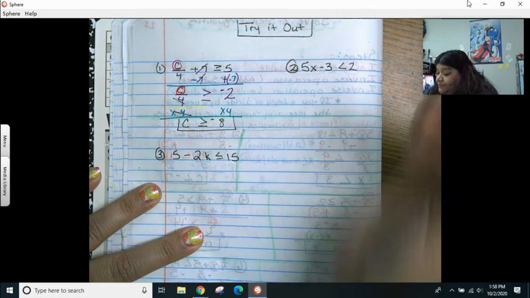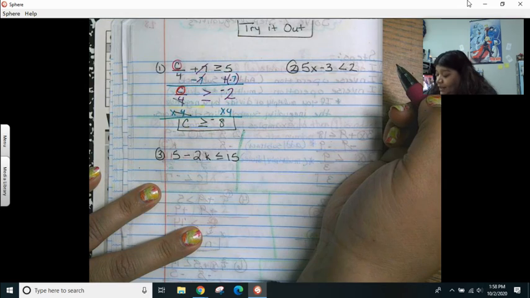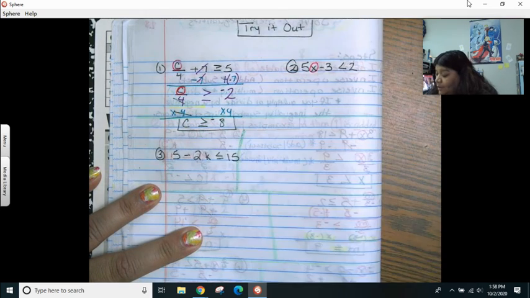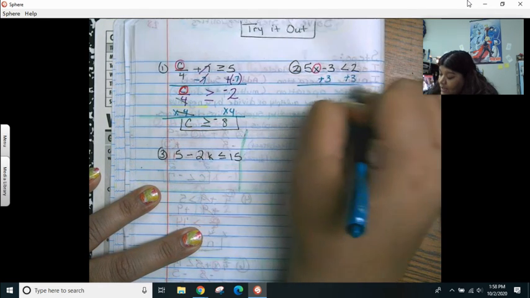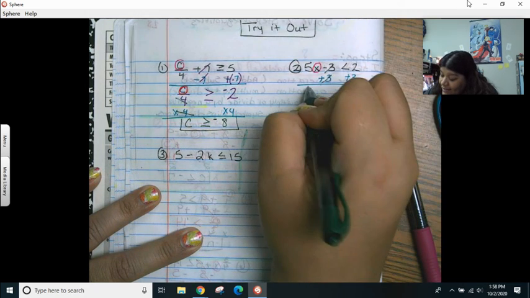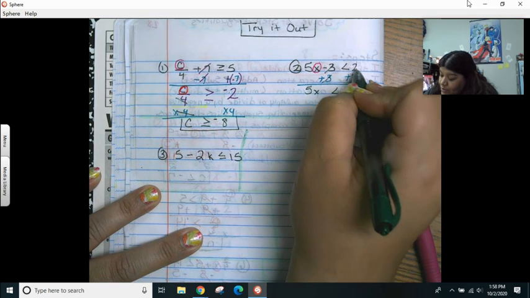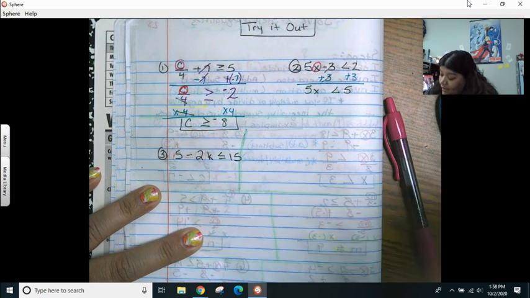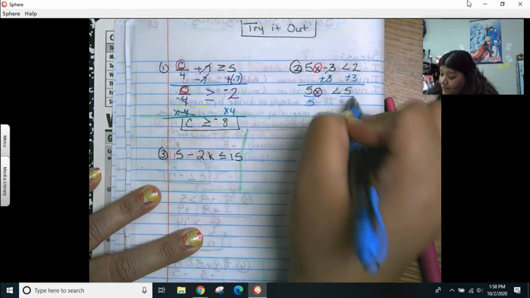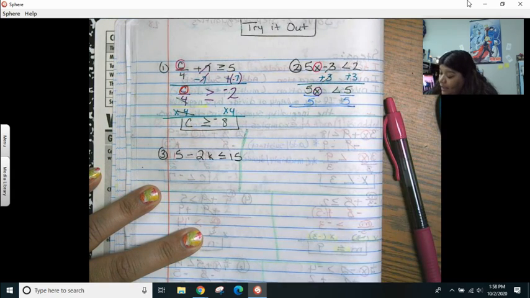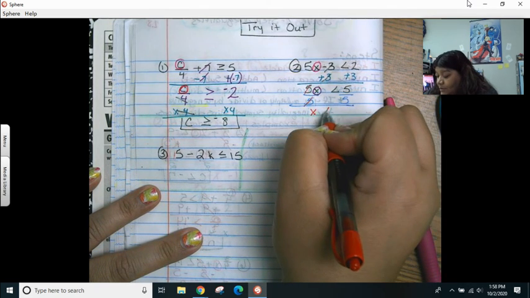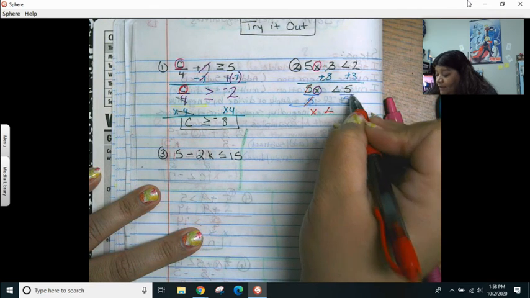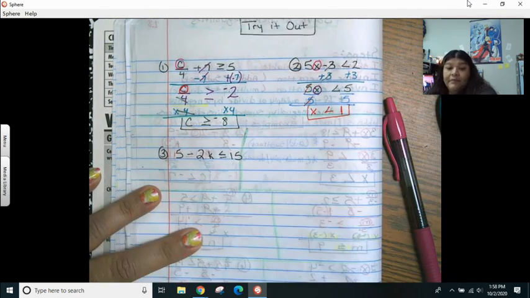Okay, so check that one. Pause and process if you need to, and I'm going to move on. Isolate the variable. Instead of subtracting 3, you should have added 3 to both sides. Cancel, cancel. 5x less than 2 plus 3, 5. Isolate the variable again. Instead of multiplying by 5, you should have divided by 5 to both sides. Then cancel, cancel. I divided by a positive 5. Therefore, my variable stays the same, my symbol stays the same. 5 divided by 5 is 1. There you go.